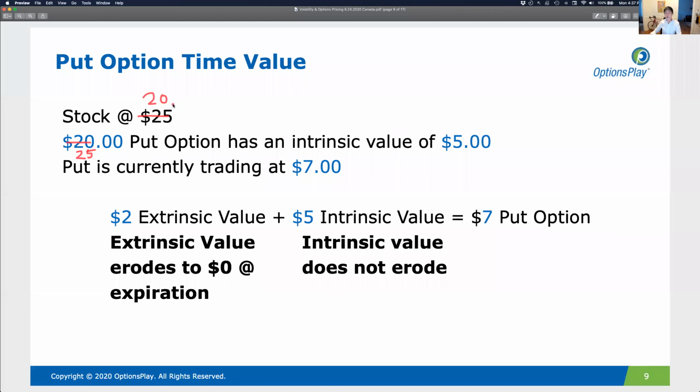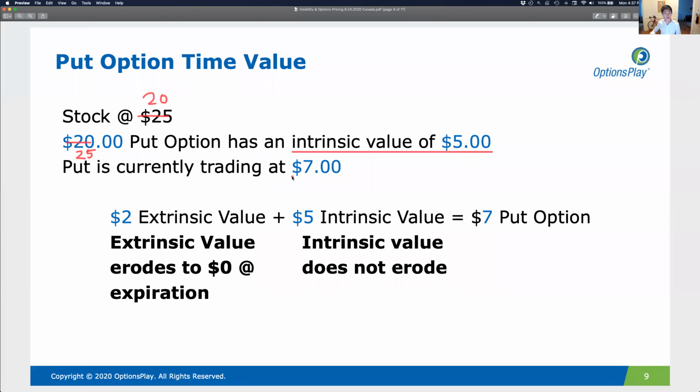So when you have a current stock at $20 and you have a $25 put option, this put option has an intrinsic value of $5, because again, someone can exercise this put option. They can sell the stock at $25 and buy it back immediately for $20 and realize a $5 profit. That's the intrinsic value part of the option.